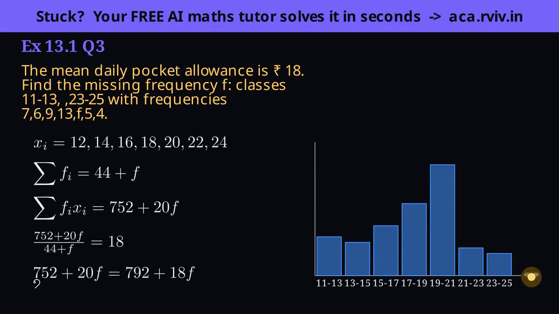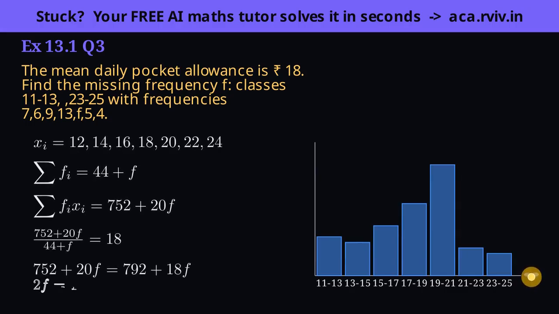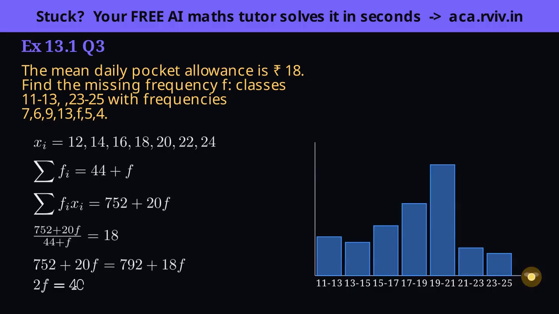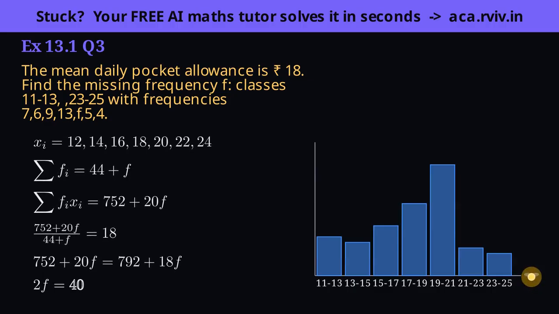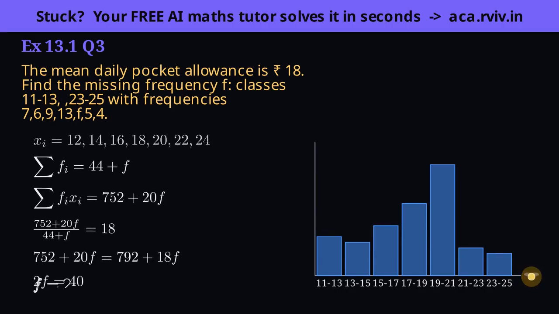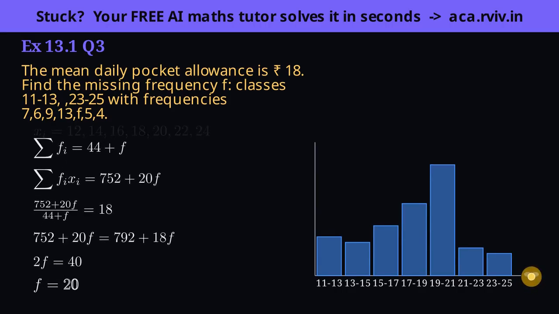Bring the f terms together and the numbers together. 20f minus 18f on one side, 792 minus 752 on the other, leaving 2f equals 40. Divide by 2. The missing frequency f is 20.